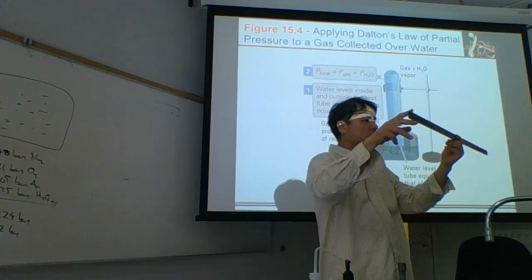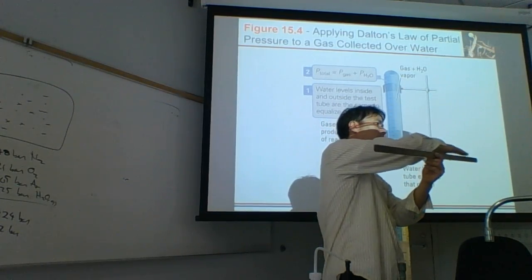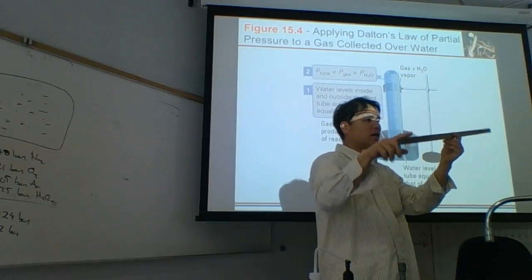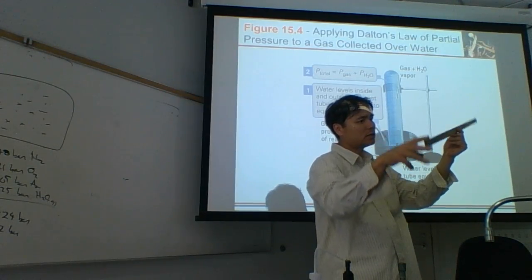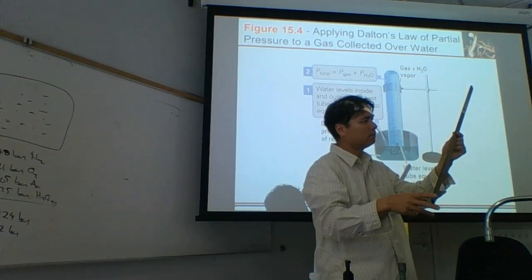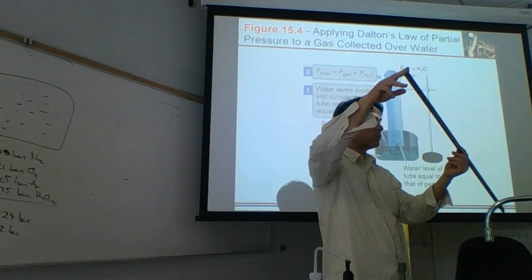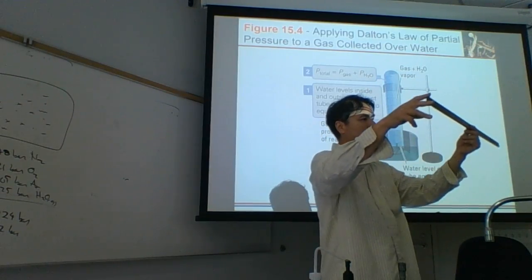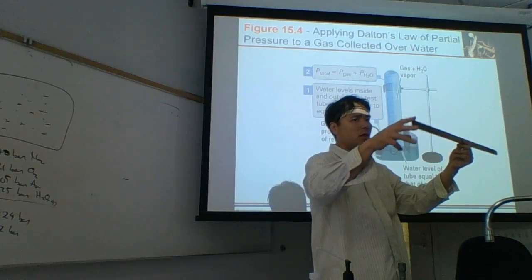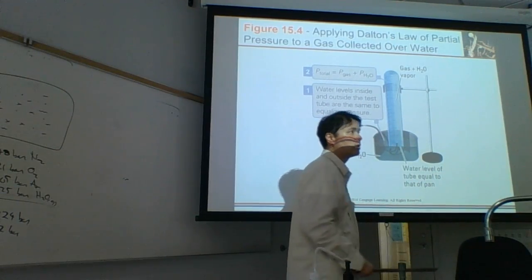Now, if the two levels are equal, then the weight inside and the weight outside are the same. If the levels are unequal, let's say inside the test tube is like this, that means the inside weighs more than the outside. Or if the outside is like this, then the outside weighs more. So we need to raise and lower the test tube until both levels are equal. When both levels are equal, that means the water pressure inside is equal to the water pressure outside.